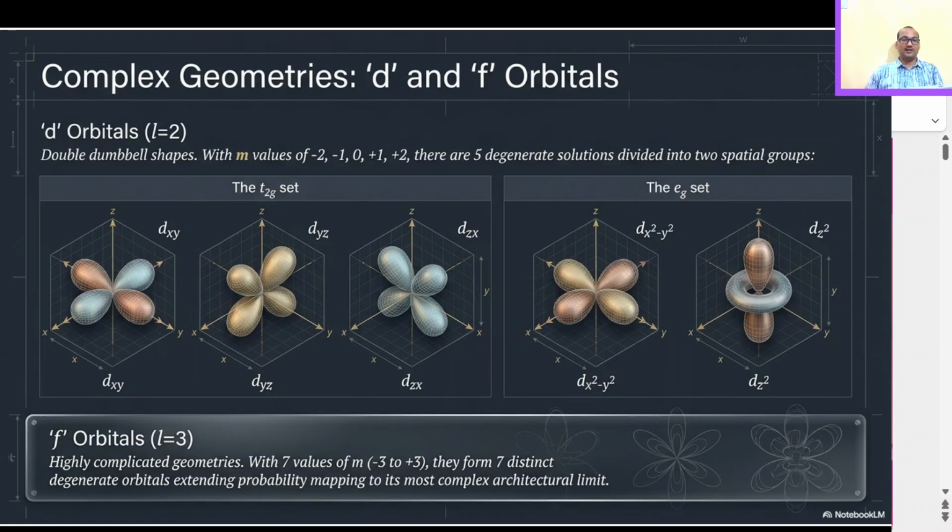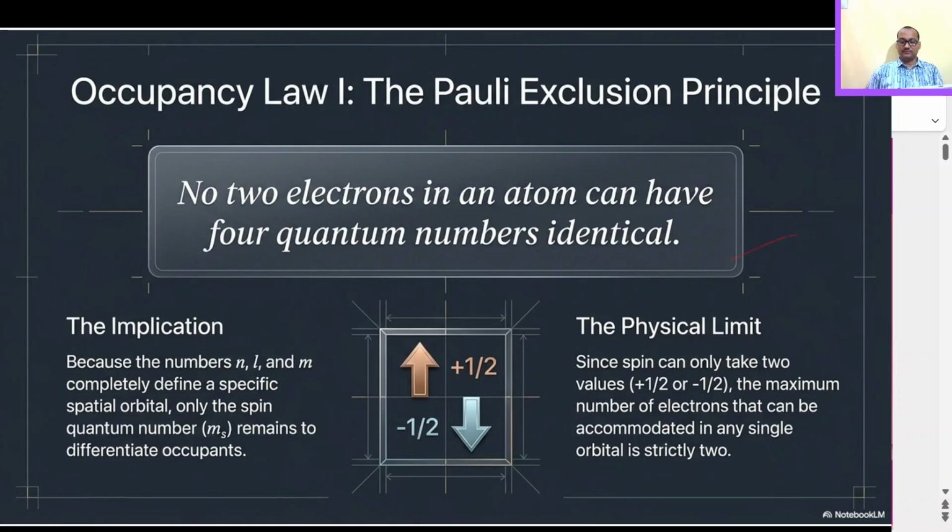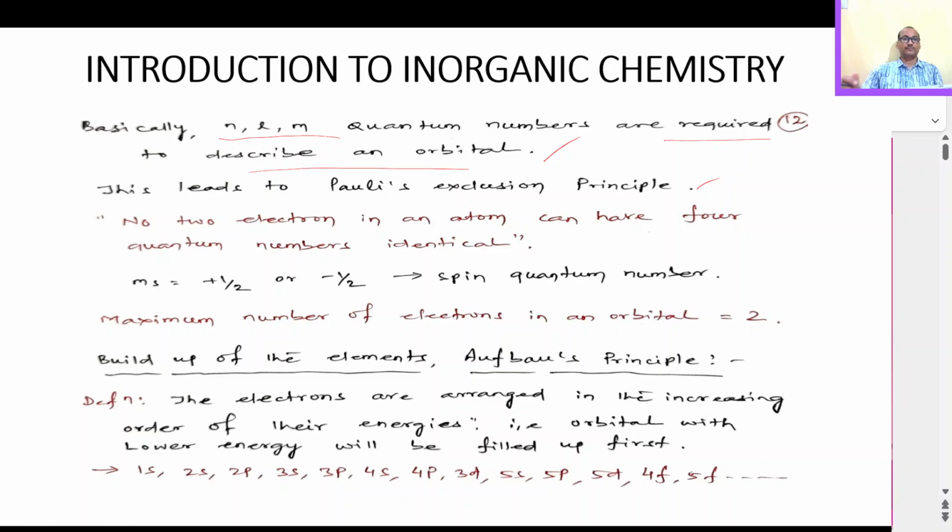And the f orbital has a more complicated structure that we have already seen. So basically these n, l, m quantum numbers are required to describe an orbital. This leads to Pauli's exclusion principle. The principle says no two electrons in an atom can have all 4 quantum numbers identical. So they will differ in their 4th quantum number, either spin value plus half or minus half. And the maximum number of electrons in an orbital is 2.